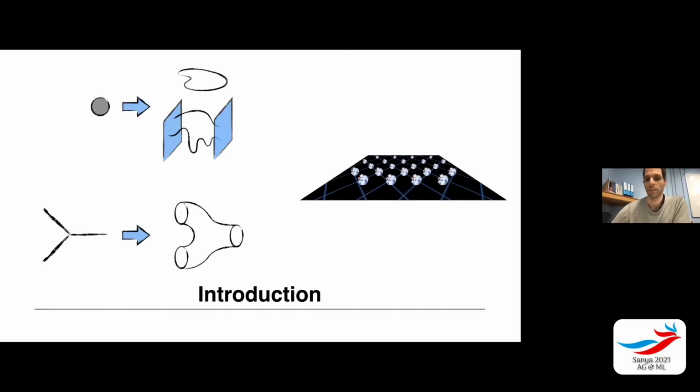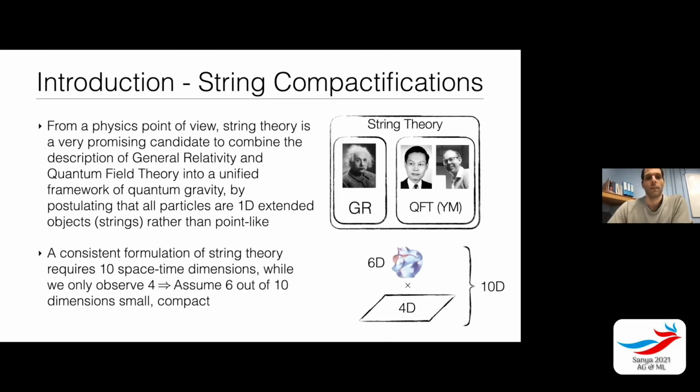Okay, so let me start with that. From a physics point of view, string theory is a very promising candidate for a unified description of general relativity and quantum field theory. This is all based on the assumption that instead of having point particles, you have one-dimensional extended objects, strings, which vibrate and then carry or mediate forces, and their excitations, or the ground states in their excitations, correspond to the different particles we observe in our universe.